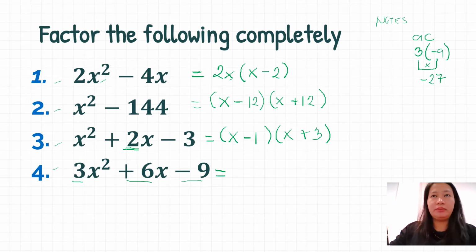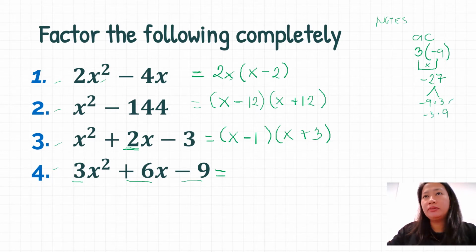So let's find the factors of negative 27 that when you add, the sum will be positive 6. So ano pong factors nito? Pwede po si negative 9 times 3. Pwede po si negative 3 times 9, positive 9. So, alin sa dalawang factor ang magbibigay sa'yo ng kapag inadd mo, 6 ang sagot? Yan po, 6 ang sagot.